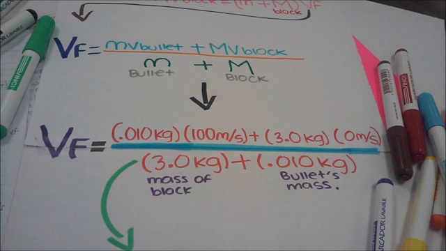I'm going to put my values into my equation. That will be final velocity equal to 0.010 kilograms times 100 meters per second plus 3.0 kilograms times 0 meters per second, divided by 3.010 kilograms, which is the total sum of the mass of the wooden block and the bullet. To find the result, I'm going to use my calculator. The result for the final velocity will be 0.33 meters per second.